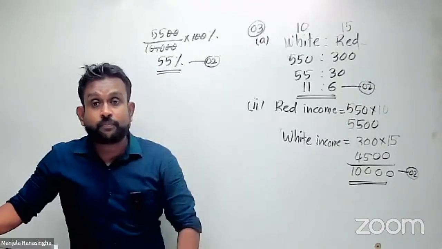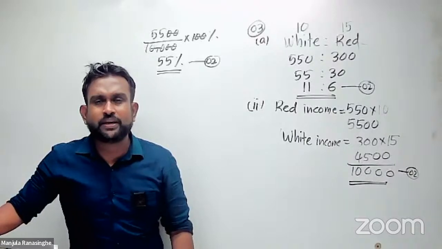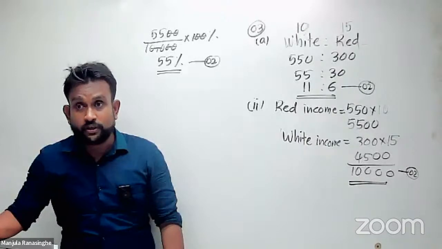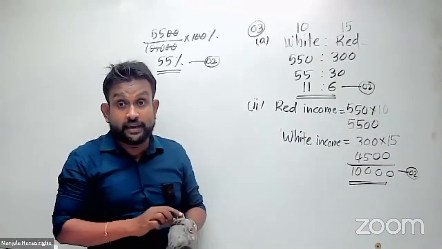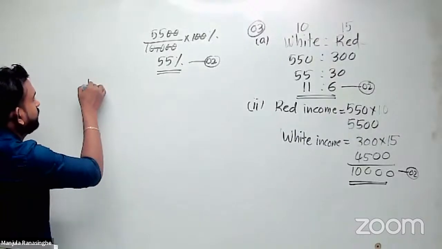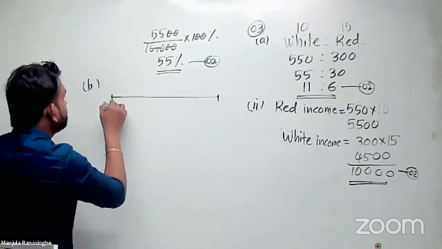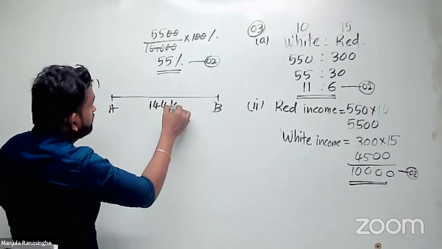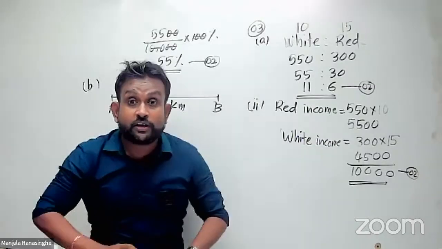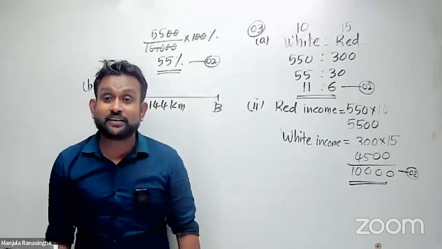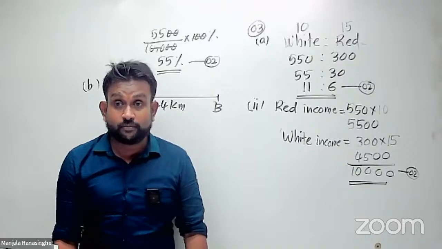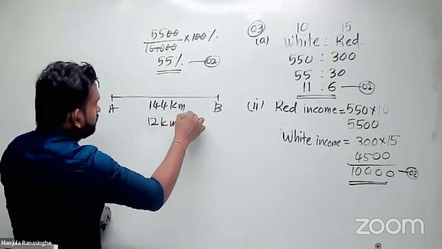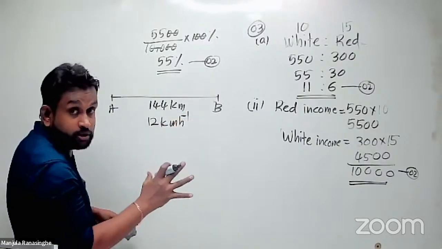Right. Then part B, the distance between city A and B. See the question. There are 2 cities, A and B. The distance is given as 144 kilometers. Calculate the time it takes a cyclist to travel from city A to city B at a uniform speed of 12 kilometers per hour. You can use the definition or the equation.